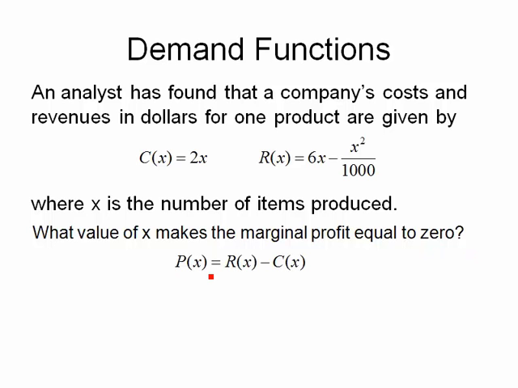So we'll take P of x equals R of x minus C of x, revenue minus cost. The revenue function was 6x minus x squared over 1,000, and we're going to subtract off our cost function, 2x. When we simplify that, the 6x minus 2x will give us 4x, and the minus x squared over 1,000 term comes along for the ride. So there's our profit function. Now we need to take its derivative to get the marginal profit.